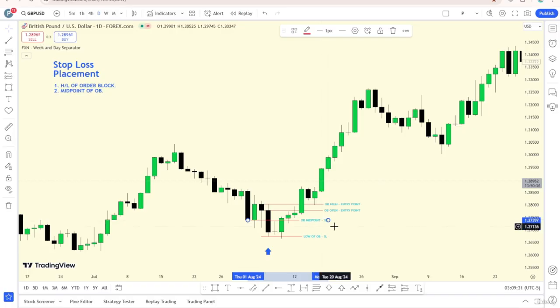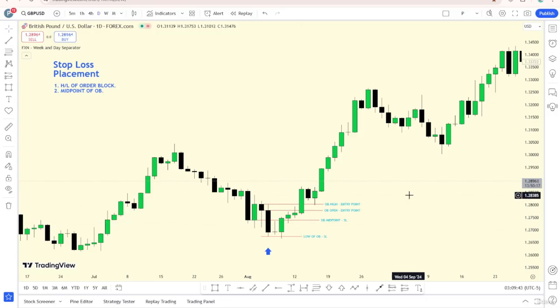This is also an area where you can place your stop loss, but it's a more aggressive area, and you want to make sure again that you subtract at least 2 to 3 pips below. Don't put it at the exact midpoint, just put it 2 to 3 pips below it. So those are the areas where you can place your stop loss, and you can manage your stop loss like that.